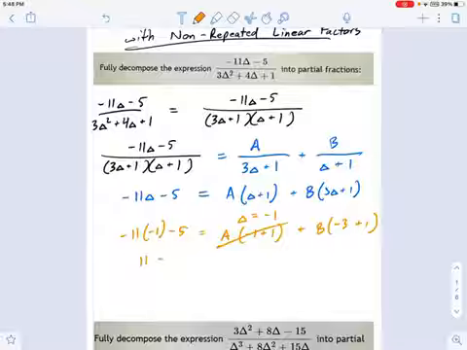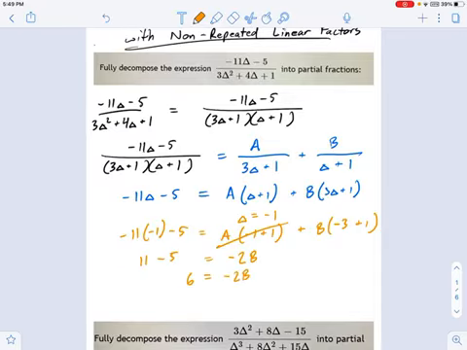We get 11 minus 5 equals, negative 3 plus 1 is negative 2, so negative 2B. So that means 6 equals negative 2B. So that means B, if I divide both sides, equals negative 3.